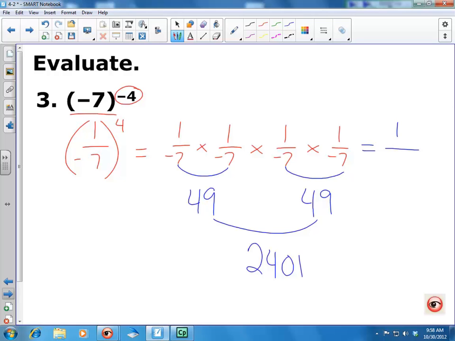It's 1 over 2,401. And again, you don't have to write that in decimal form because that would be super hard. That is a very small fraction. Yeah, it's like super tiny.